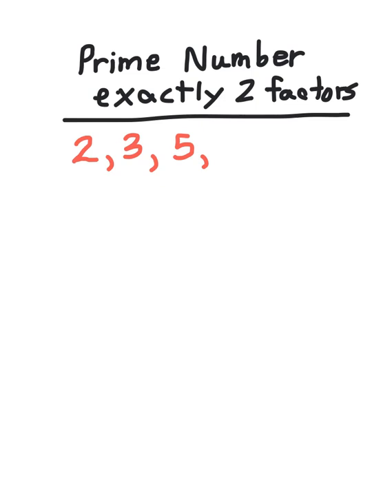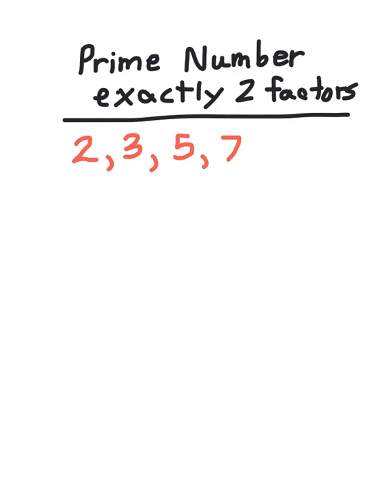What about 6? 6 has 4 factors. 1, 2, 3, and 6. So 6 is not a prime number. What about 7? 7 has exactly 2 factors, so it is a prime number. 7 is our next prime number. Let's look at 8, 9, and 10. Do any of them have exactly 2 factors? No. 8 has 4 factors, 9 has 3 factors, and 10 has 4 factors.